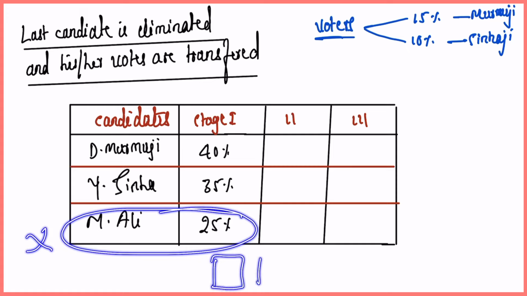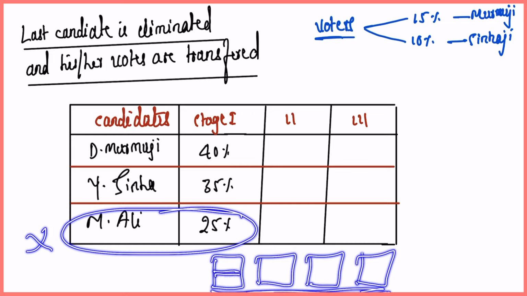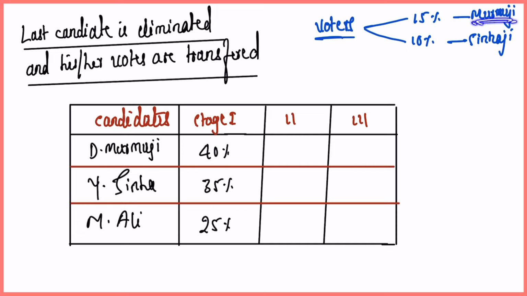His slips, in which people had mentioned him as the first preference, are taken, and their second preference votes are counted now. And as I told you, for example, if 15% of them have indicated Murmuji as their second preference and 10% indicated Sinhaji as their second preference, then this 15% vote share is added to the vote share of Murmuji. Draupadi Murmuji in the first stage has secured 40% of vote share. Now, in Muhammad Ali's slips, she has secured 15% vote share as second preference votes. So 15% is added here, and Sinhaji will get 10% as second preference vote share.